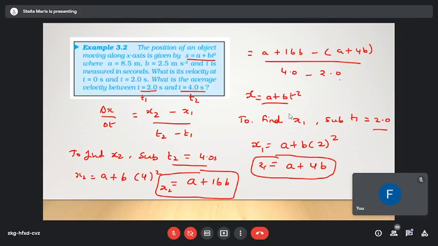Okay. So it comes around what? 15 meter per second, right? Does everyone get that answer? Yes, sir. Very good.